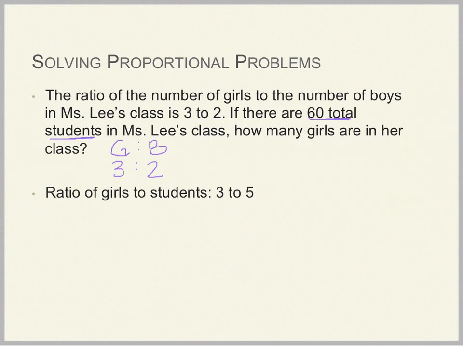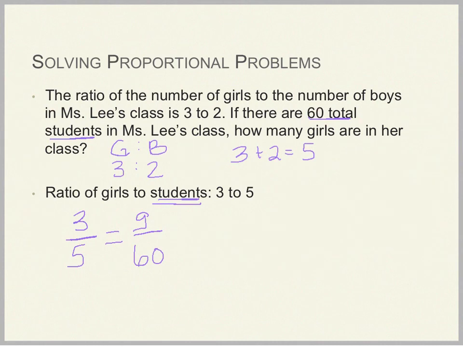We know the ratio of girls to boys is 3 to 2. That means then that the ratio of girls to the total number of students is 3 to 5. And the way I found that 5 is I said if there were 3 girl students for every 2 boy students, that would mean that we have 5 total students, 3 girls for every 5 total students. So we are going to take this 3 to 5 ratio of girls to students, and we know that there are 60 total students, but we don't know then how many girls are in Ms.